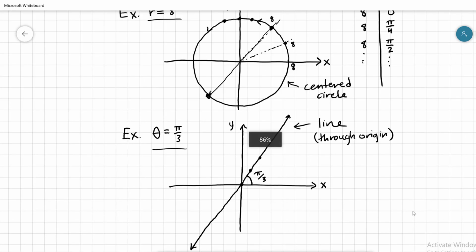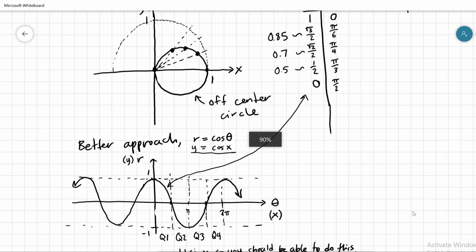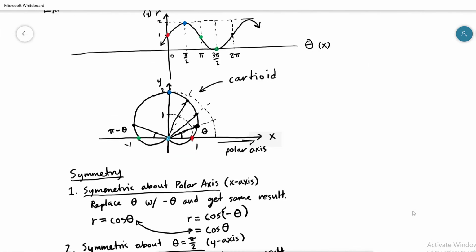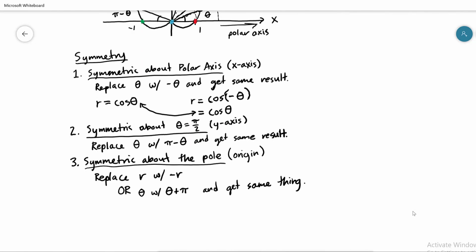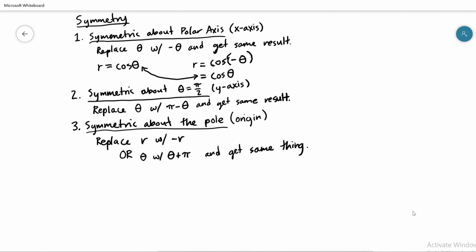Okay. We'll do some more examples, but I think the best thing to do is, let me just show you that table real quickly.